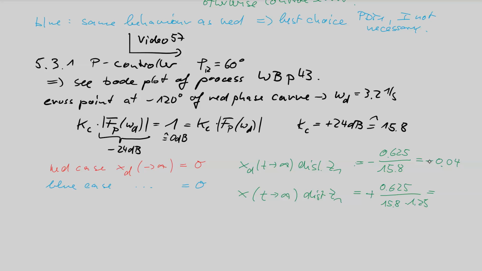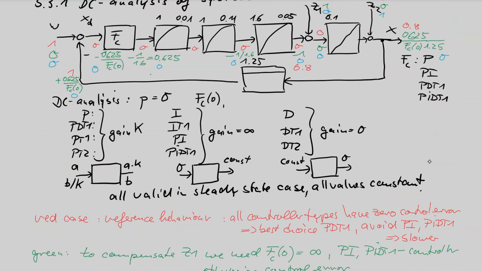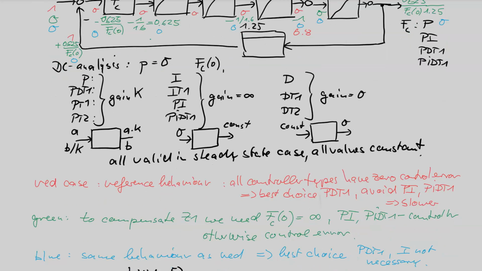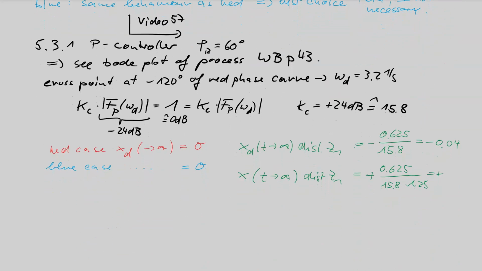And the output is positive. Sorry, this must be a positive sign. Here positive, here positive. The controlled output we have to divide by 1.25, so this gives 0.031632, say 0.032.